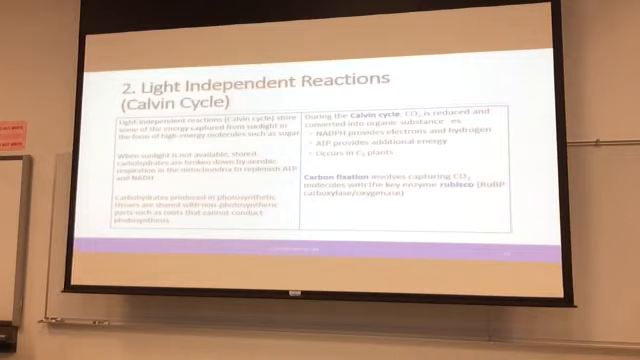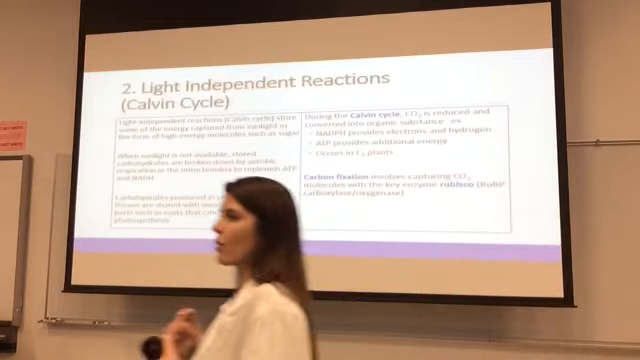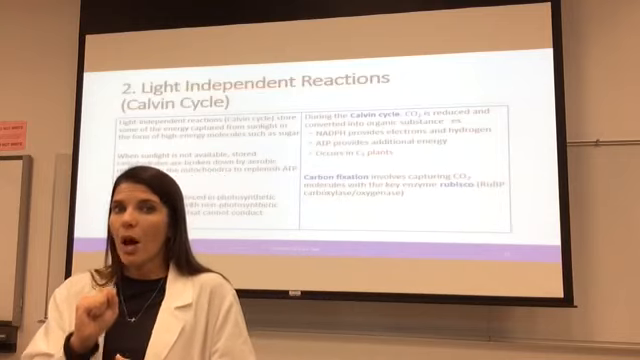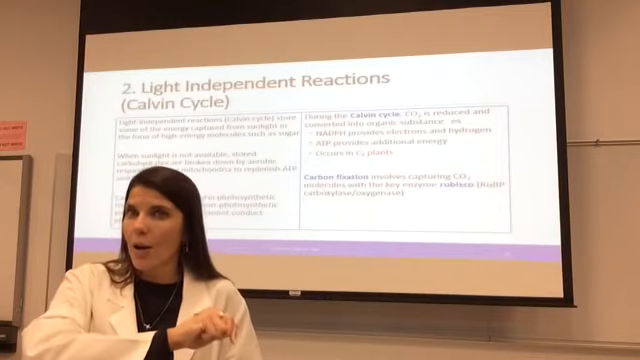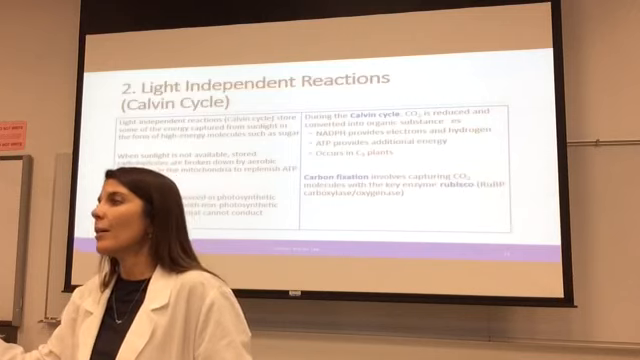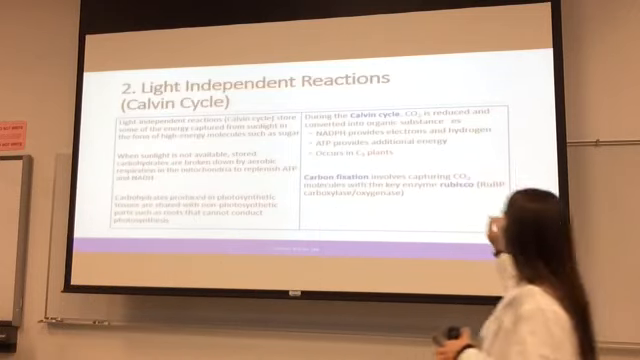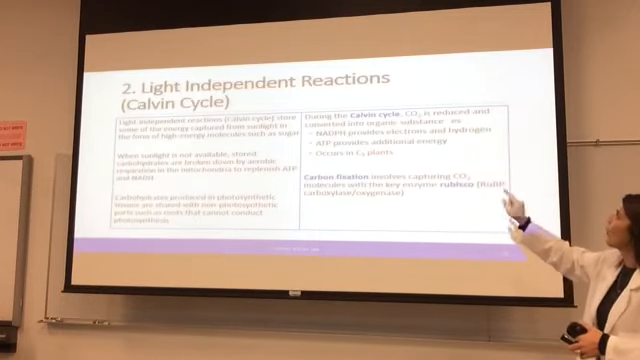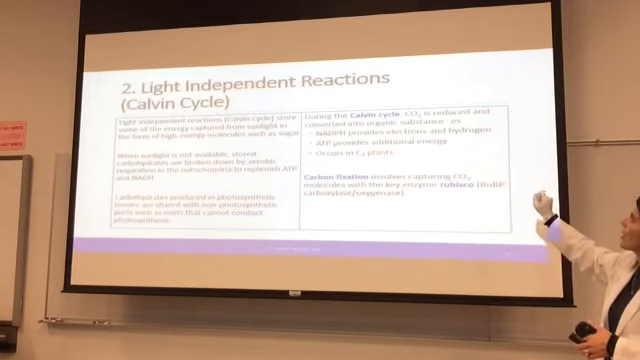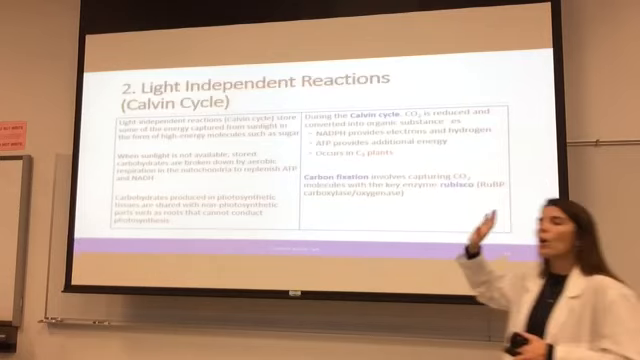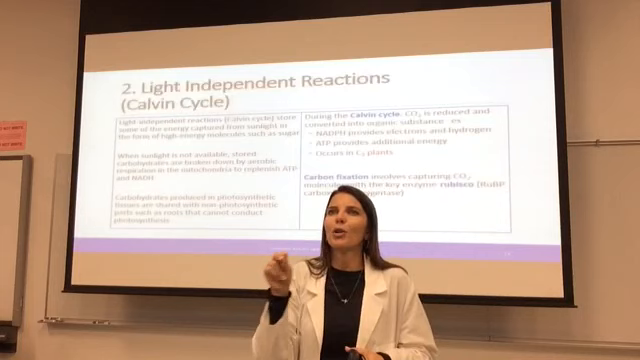So the second part here says, during the Calvin cycle, CO2 is reduced. So is CO2 getting bigger or smaller if it's reduced? Bigger. Oxidized means it's getting smaller. Reduced means it's getting bigger. CO2 is reduced and converted into organic substances. I don't know why there's a big space there. But what is CO2 turned into?